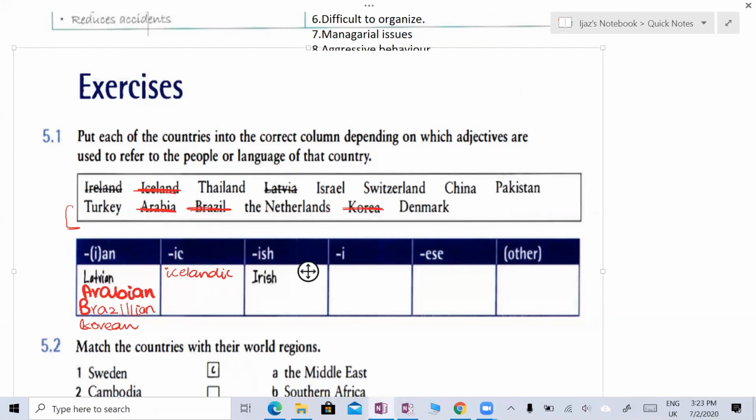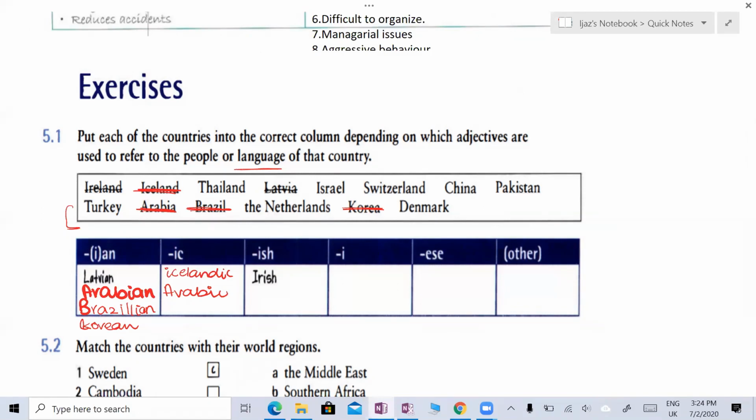Yes, Mohammed, can you find a country whose adjective ends with IC? Can we say the Netherlandic? It can be a language as well. Thailandic? No, not really. Why don't you go for Arabic? Arabic is a language. Okay, you can go for Arabic.